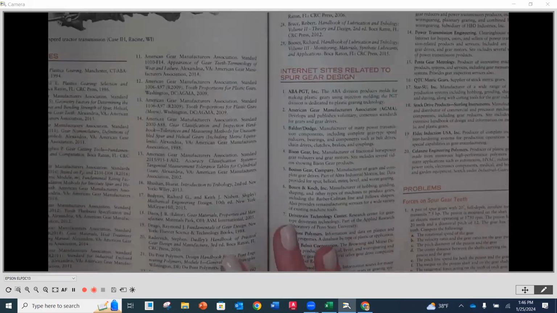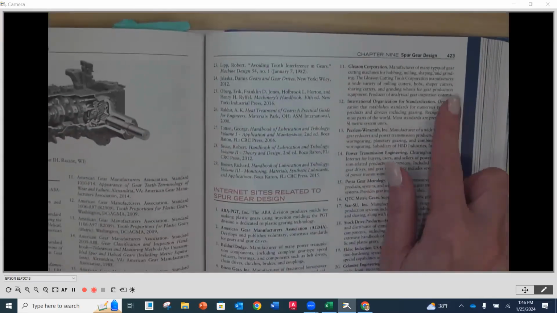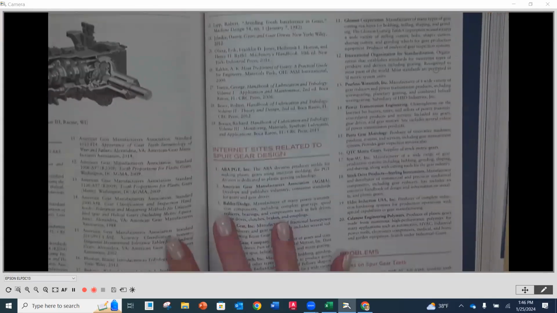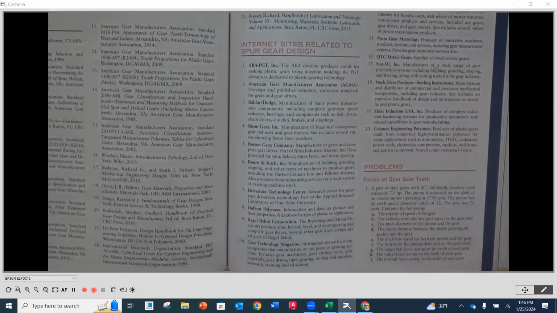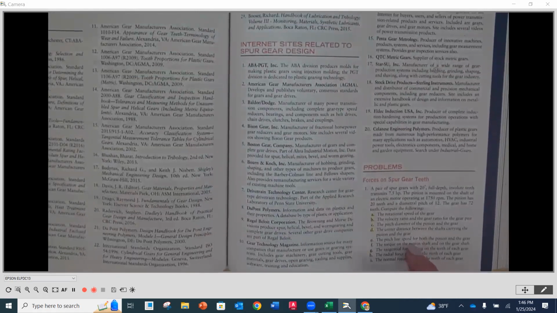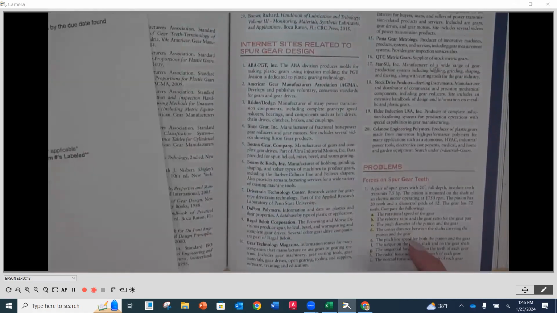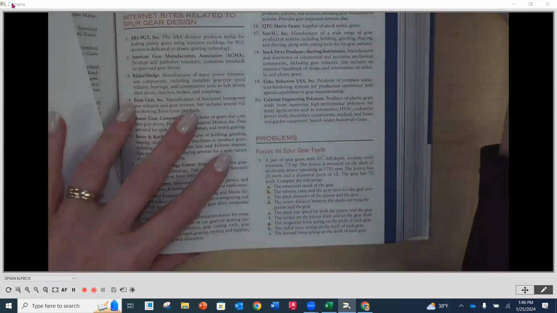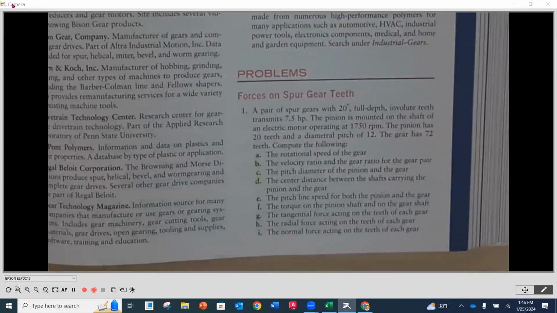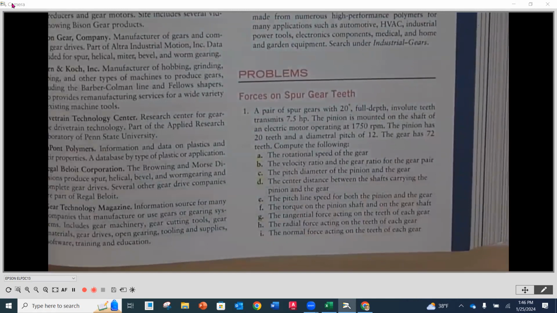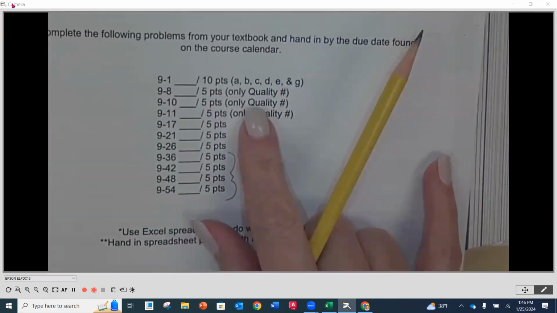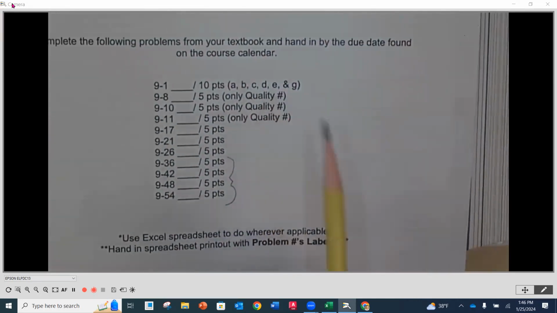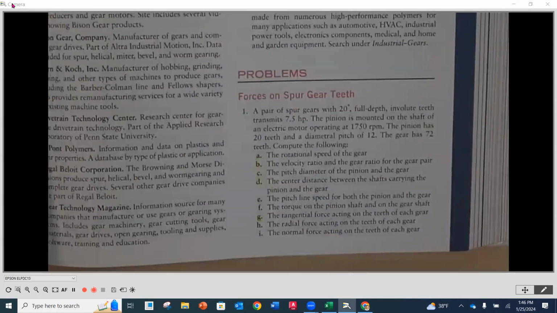So I'm opened up to page 423. And that's where the problems start for this, at the bottom of this first page. So we are assigned 9-1, and I'm going to scooch over here a little bit, zoom in. And you'll notice that I picked out A, B, C, D, E, and then G. Okay, so the ones that you're responsible for are only those letters.